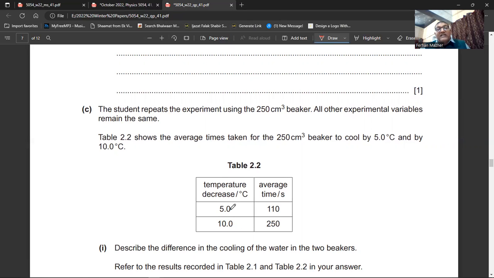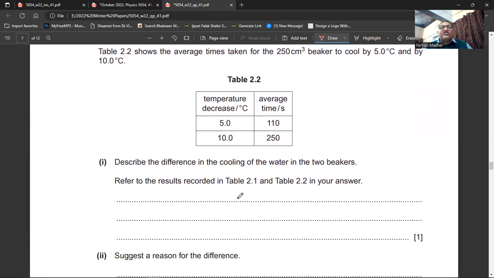So here the 5 degrees drop in temperature will take 110 seconds, and for 10 degree centigrade drop it will take 250 seconds. Describe the difference in the cooling of the water in the two beakers and refer to the results recorded in table 2.1 and table 2.2.